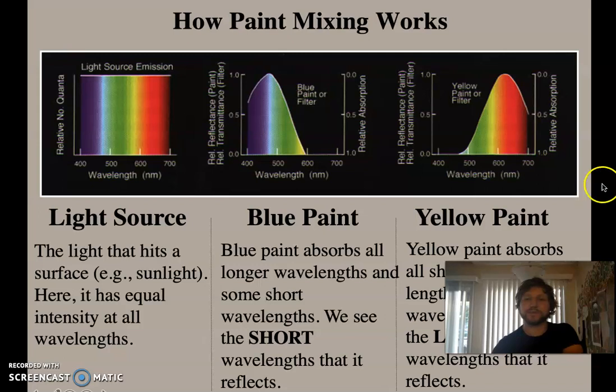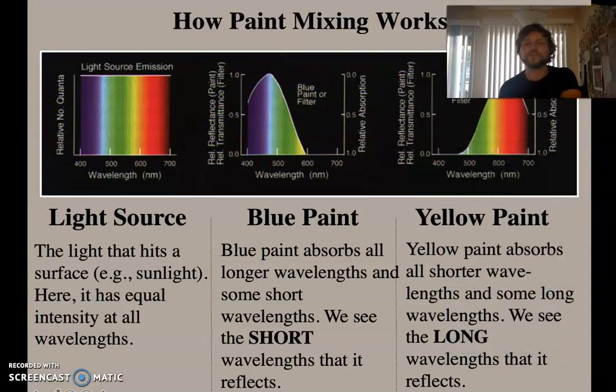Okay, so let me just move myself up a little bit. If you remember the ROYGBIV idea, it's red, orange, yellow, green, blue, indigo, violet. Red is the longest wavelength and violet is the shortest wavelength. Blue paint absorbs all the longer wavelengths and some short wavelengths, and we see the short wavelengths that it reflects. So when you put blue paint on a white sheet of paper, you're absorbing all these other wavelengths of light, and the one that bounces off, our eyes and brains interpret as blue. So it's actually anti-blue in a way. The paper is actually anti-blue now.